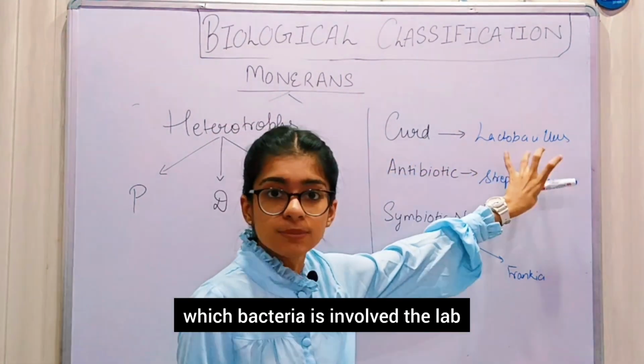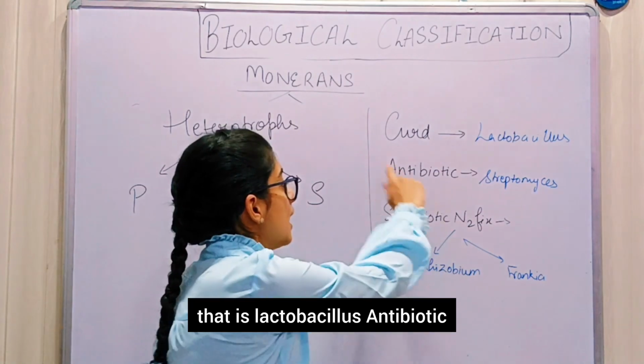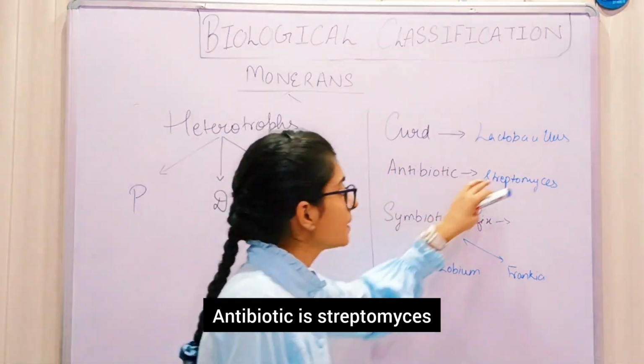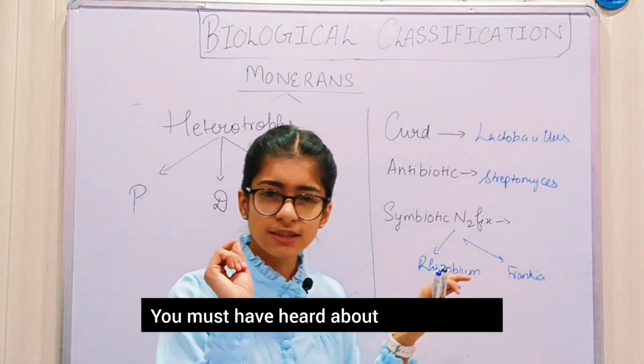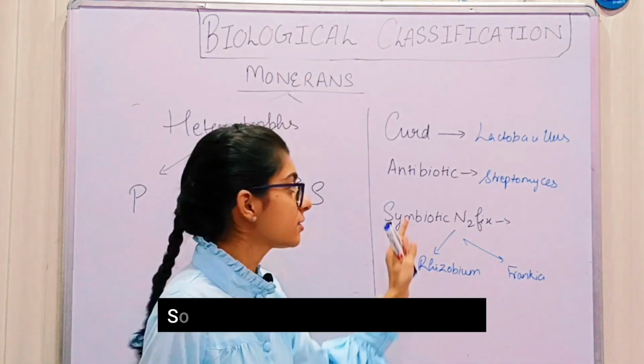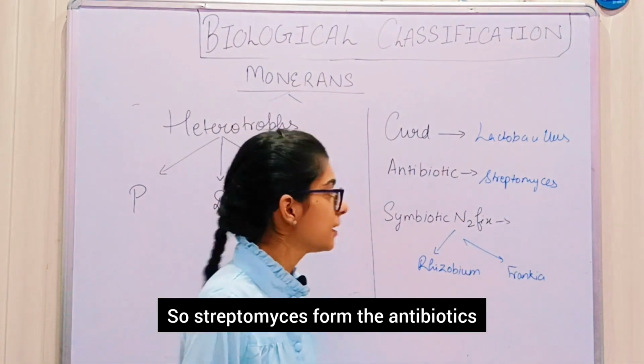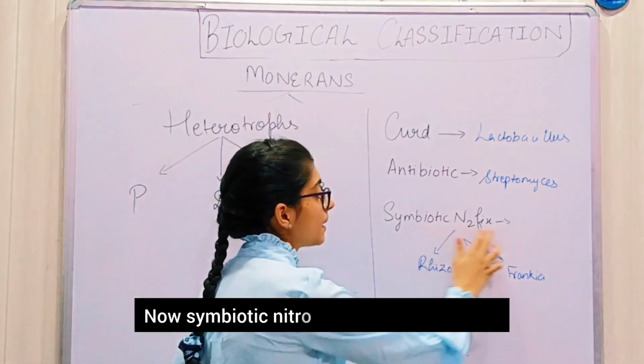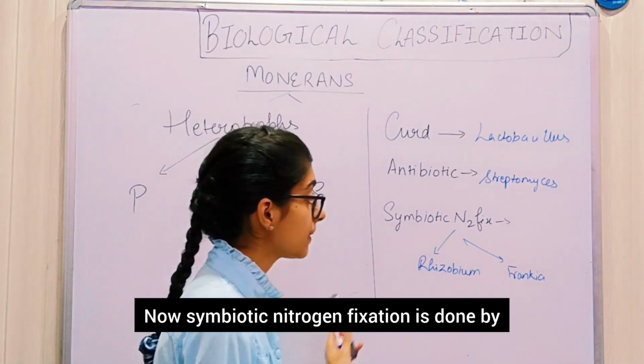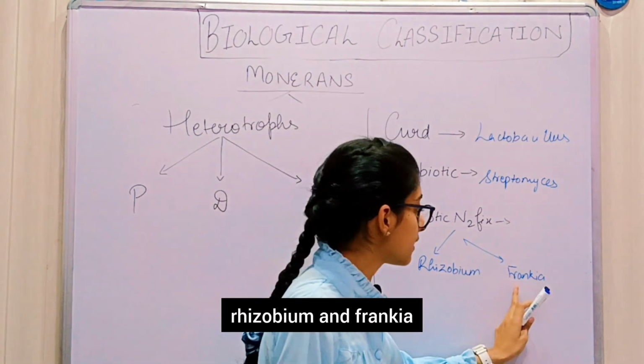Now for example, in curd forming bacteria, when you make curd, which bacteria is involved? The LAB, that is Lactobacillus. Antibiotic is Streptomyces. You must have heard about streptomycin. So Streptomyces forms the antibiotics. Now symbiotic nitrogen fixation is done by Rhizobium and Frankia.